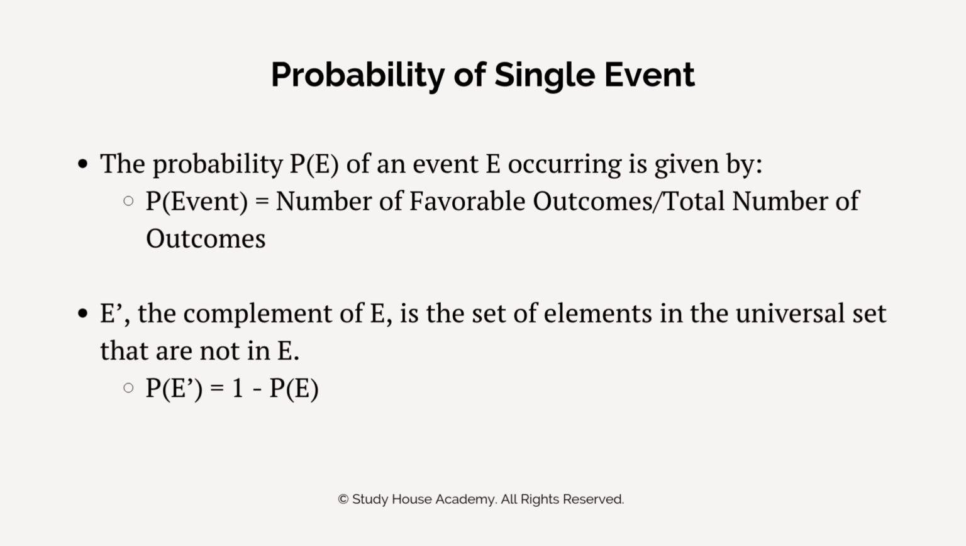Probability measures how likely an event is to happen. The formula is simple: P(event) equals number of favorable outcomes divided by total number of outcomes. The complement of E is the set of elements in the universal set that are not in E.